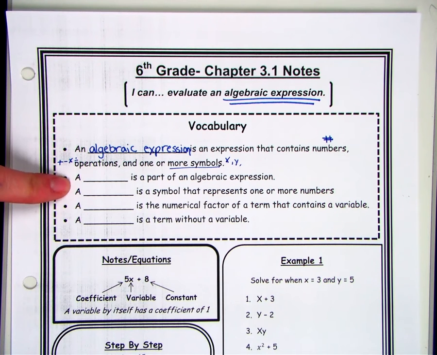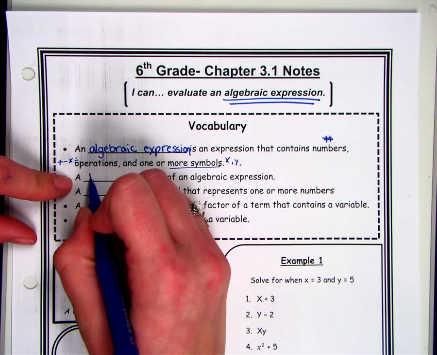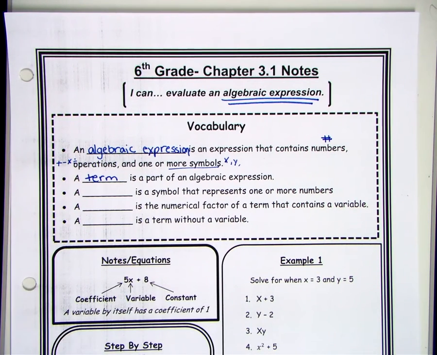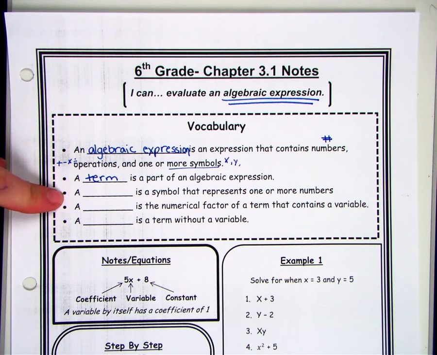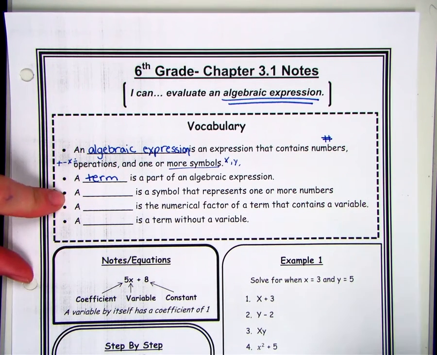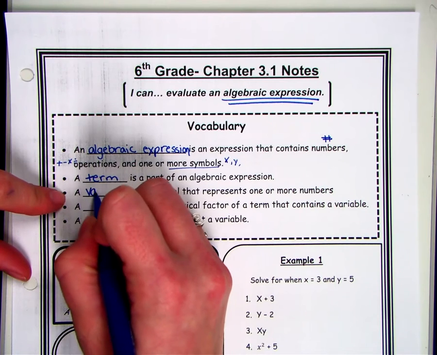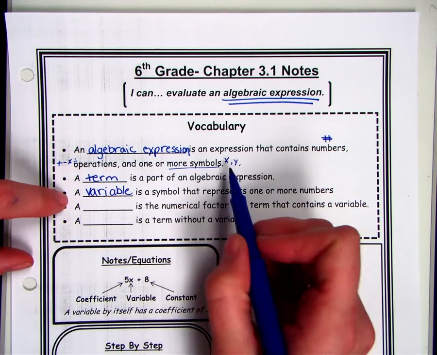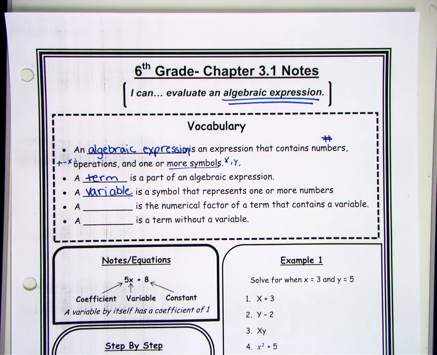Next vocabulary term says a blank is a part of an algebraic expression, and that's called a term. So a term is a part of an algebraic expression. The next one, a blank is a symbol that represents one or more numbers. That is called a variable, which I just talked about here, and that's like an X or Y, a letter inside of it. So now instead of just working with numbers in math, we're also adding letters in. So it's going to be really fun.